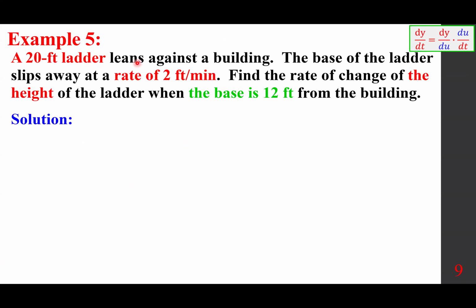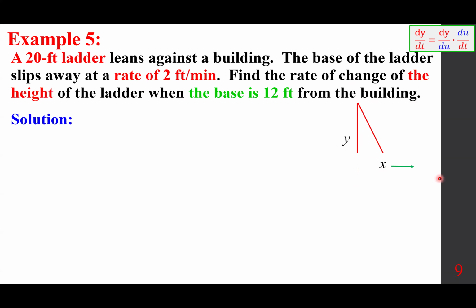A 20-foot ladder leans against a building. The base of the ladder slips away at the rate of 2 feet per minute. Find the rate of change of the height of the ladder when the base is 12 feet from the building. You really should read application problems a number of times to be on the safe side. So a 20-foot ladder leans against a building. So here's the building or the wall, and here's the ladder. The base is going away at a rate of 2 feet per minute.